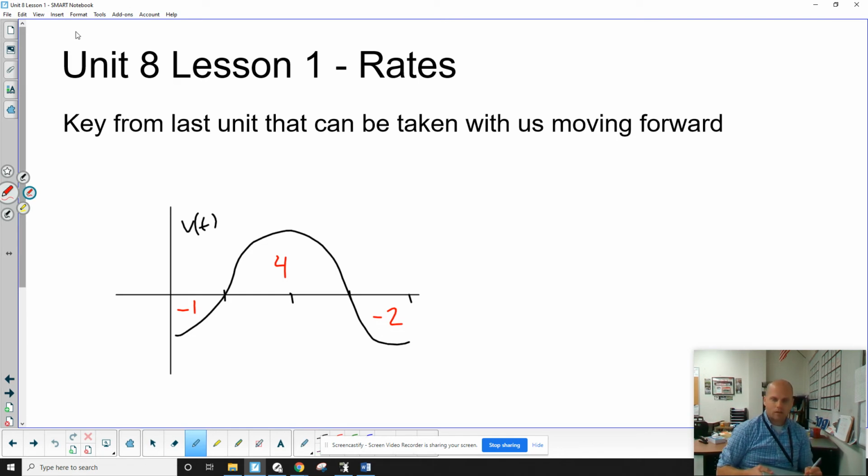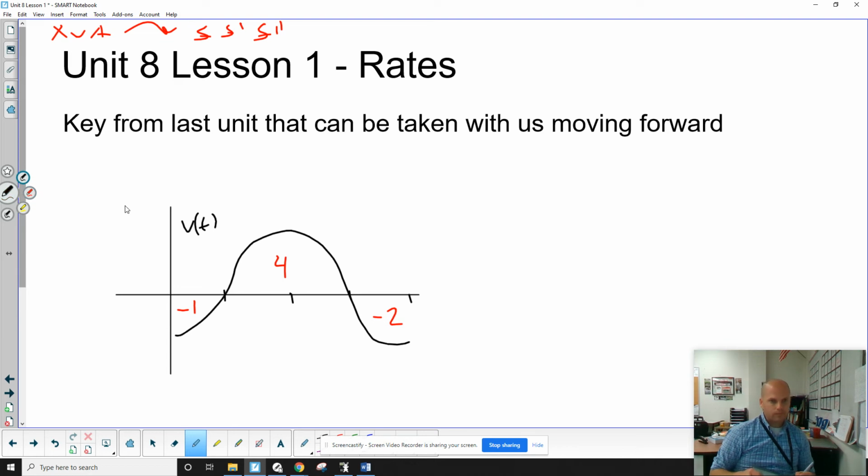Unit 8 is all about taking us from position, velocity, acceleration and bringing us back to f, f prime, f double prime. This first lesson helps us understand that it's not just positions and velocities, it could be any derivatives. The next lesson helps us understand that we could be talking about f's. We're going to use the stuff we learned, and here's the key from last unit that's going to be taken with us forever, the biggest lesson we learned last unit.